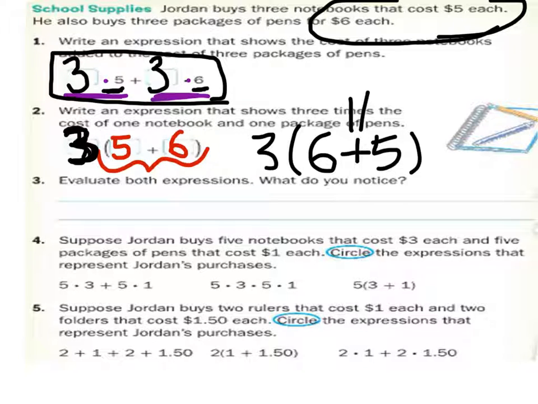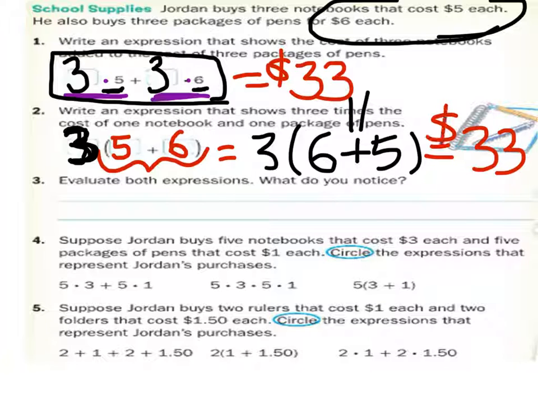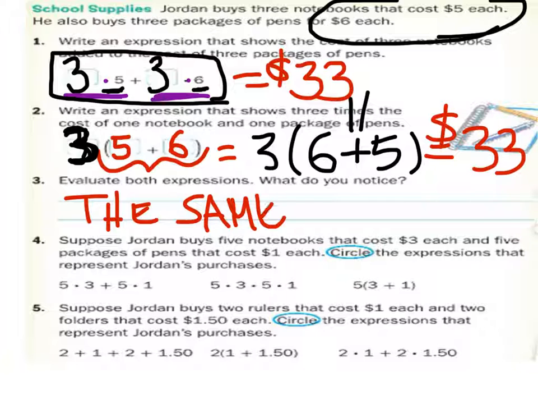Evaluate both expressions. What do they equal? What does this one equal? 33. Very good. And that would be dollars. What about either one of these? They're the same thing. 33. Yeah, $33. Okay. So what did you notice about these two? The same. Hey, that was easy. All right. So as it turns out, there's no difference between either way that we do these.